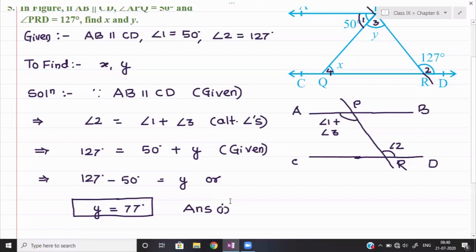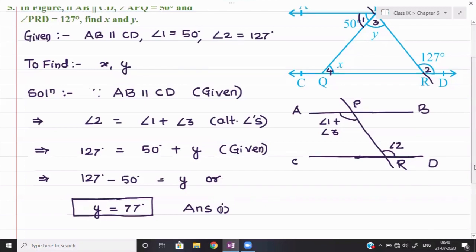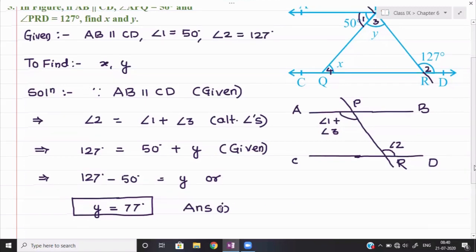Now further, again I will make one figure. Please look at it very carefully, because with the help of that we are again making the relations. Okay, see, I will make here once more the line AB and line CD.